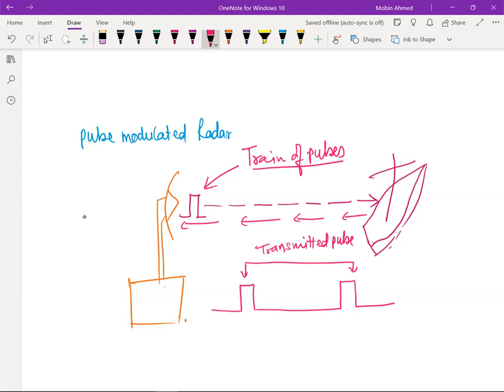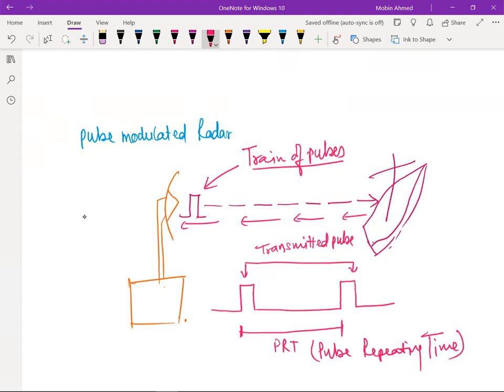So this transmission is going to happen after a certain period of time, and that is known as the pulse repeating time, PRT. So this pulse is going to repeat after some time. This is known as the pulse repeating time. So this is going to repeat.